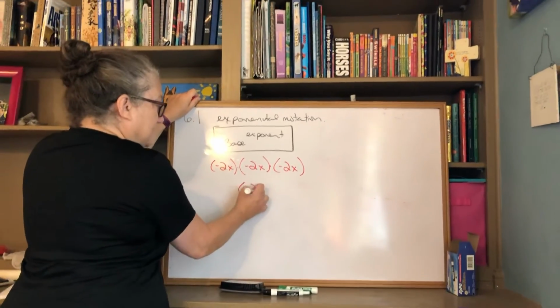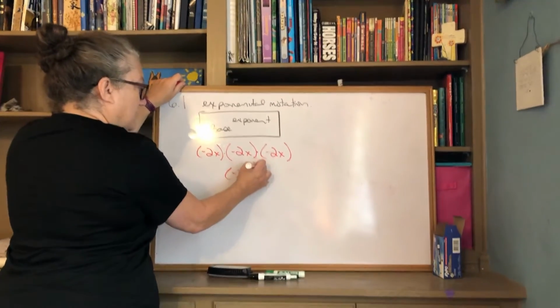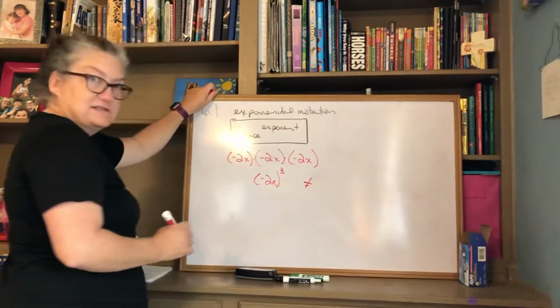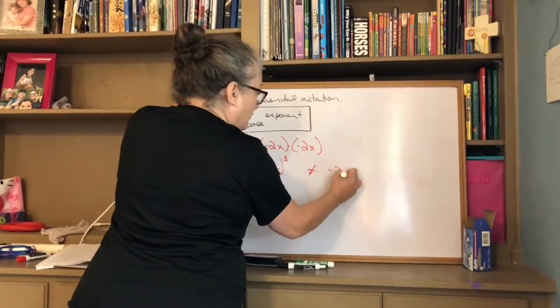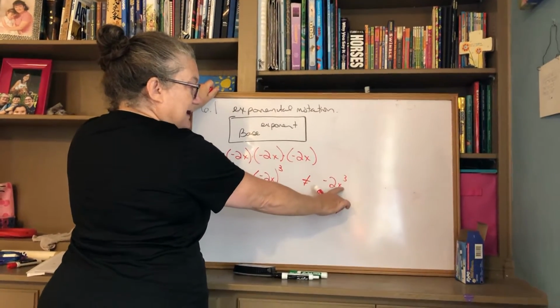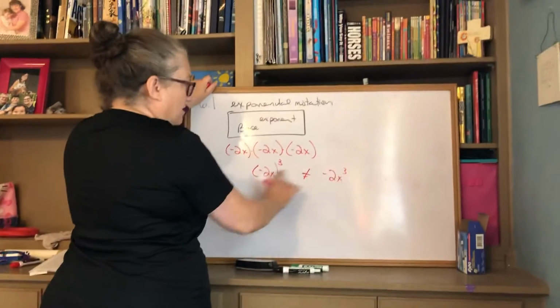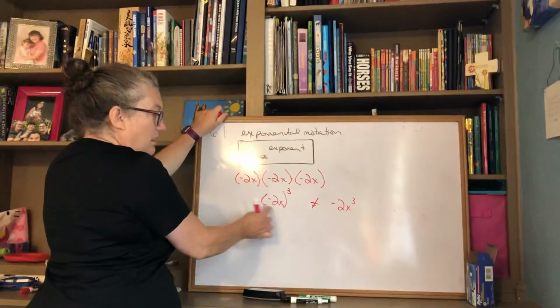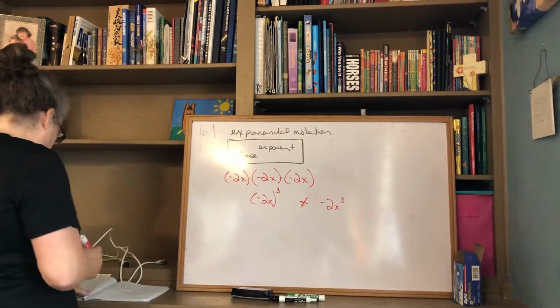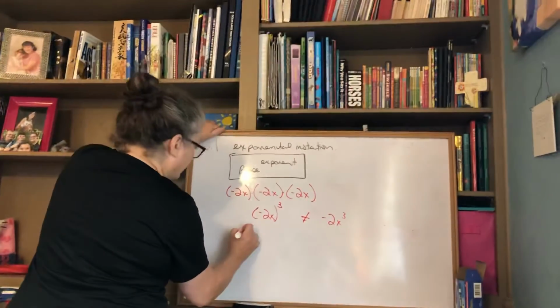So we could write this in exponential notation like this. This is not the same thing as -2x cubed. Here, the only thing that's being repeated is the x, because that's what's being touched there. This is telling you take all of this and cube it. Okay, so this does not equal that. Let's do another one.